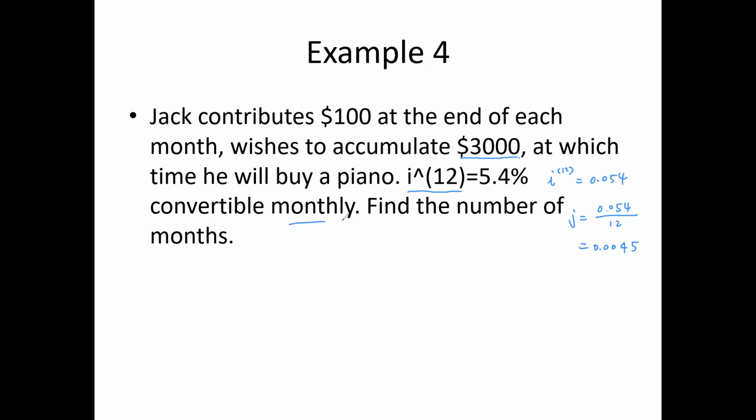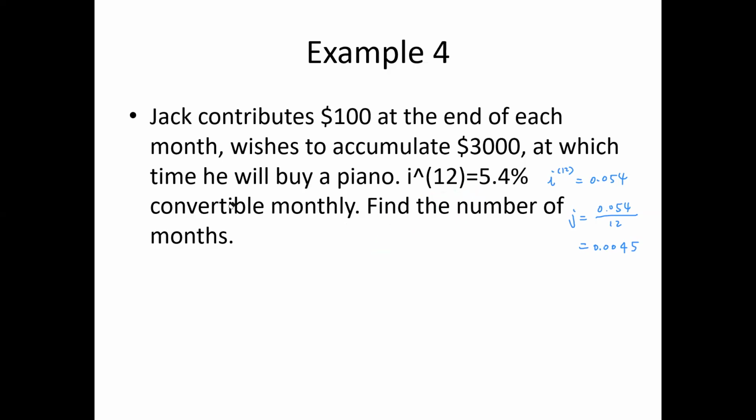So let's say convertible monthly, so you divide by 12. You divide the nominal rate by 12 to get the monthly effective rate. You do not divide the annual effective rate by 12 to get the monthly effective rate. Instead, you need to go through this equation. This is the effective rate, but here is the nominal rate, so you just divide that by 12.